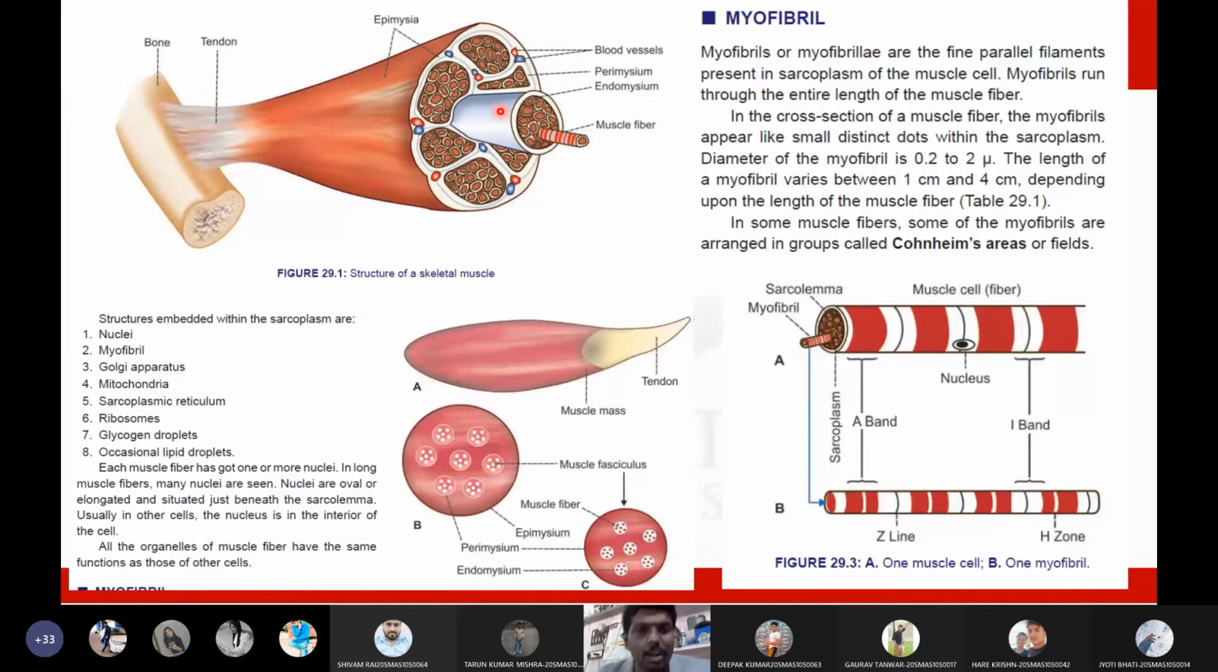These fascicles are also covered by layers. The outer layer of the fascicle is called perimysium, whereas the inner layer of the fascicle is called endomysium. Inside this endomysium, you will see muscle fibers. Muscle fiber is made up of myofibrils, and myofibrils contain actin and myosin filaments, which are very essential for contraction of the muscle. So this is the basic structure of the muscle.